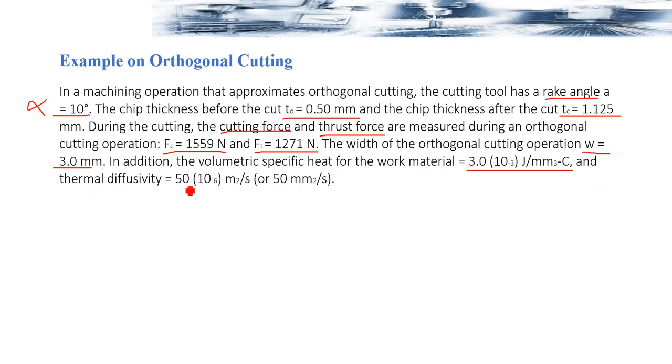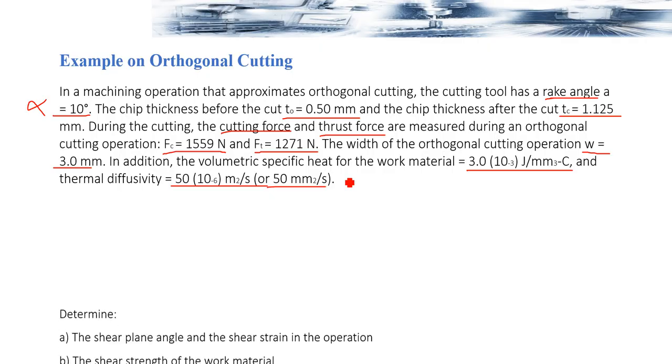And the thermal diffusivity is given as 50 multiplied by 10 to the power of minus 6 meters squared per second, or 50 millimeters squared per second. That represents the value for the K we can use in the Cook equation.